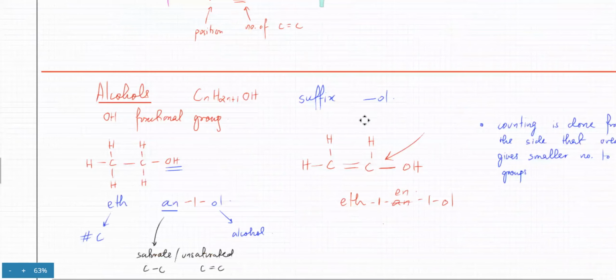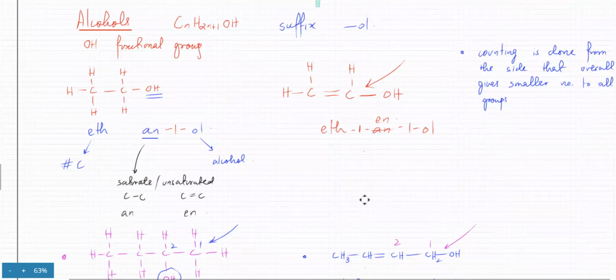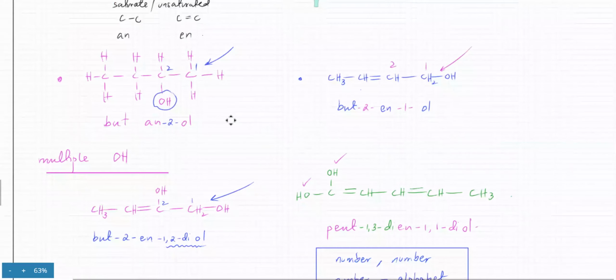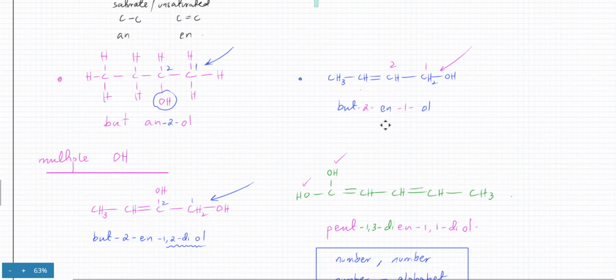Here you had alcohols. In alcohols, again, it's the same rule: the name would end with "ol". The suffix would be "ol". It would start with the number of carbon atoms. "An" and "en" would indicate whether it's saturated or unsaturated. So this one over here was butanediol. The OH is on the second one. This one over here is butanol, but it's "en" instead of "an", and you mention the position of the OH and the double bond.